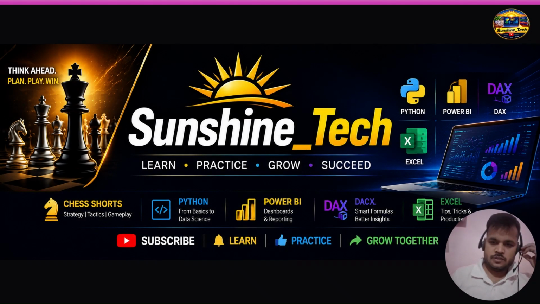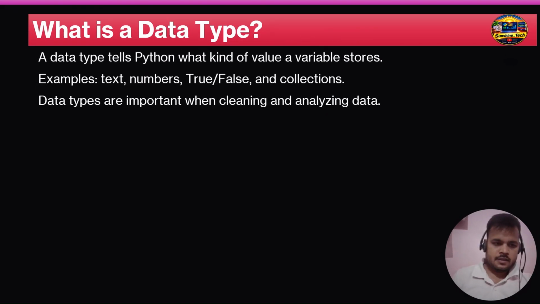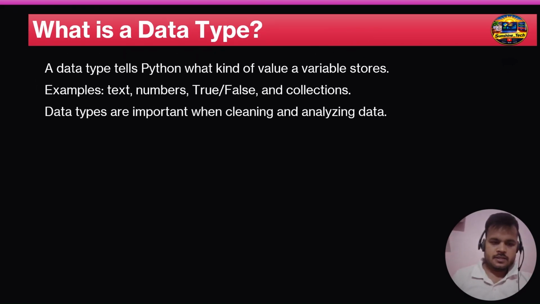My name is Suraj. In this video, we are going to learn what a data type is. A data type tells Python what kind of values a variable stores. For example, text, number, true, false, and collections. Data types are important when you are cleaning or analyzing data. Next, we are going to look at what kinds of data there are.